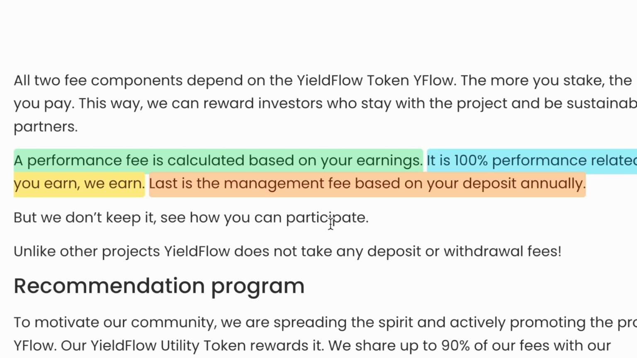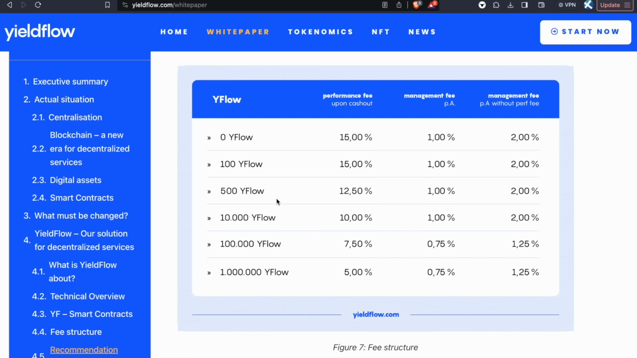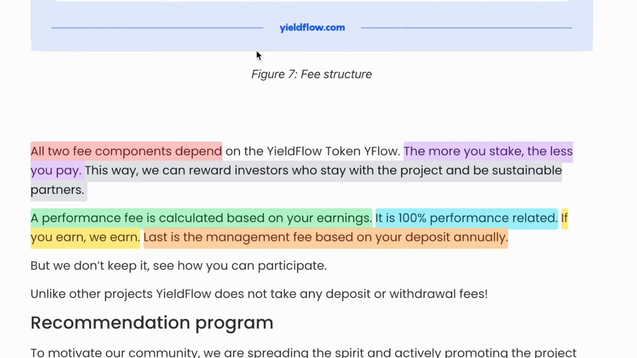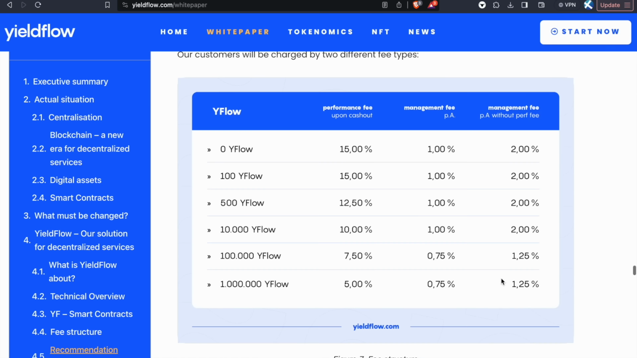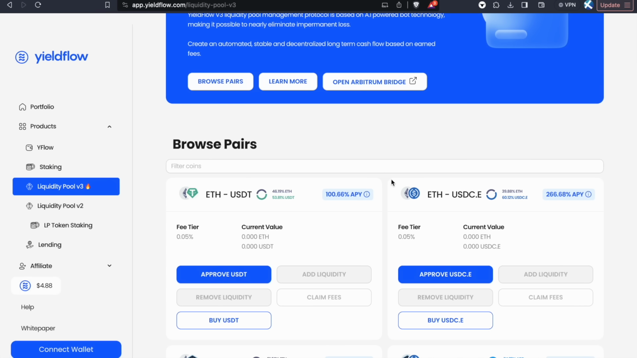And last is the management fee, which is based on your deposits annually. And of course, all this can be offset by the amount of their token that you stake. This is also a governance token, I believe. But both fee components do depend on the token and staking. And the more you stake, the less you pay. This way, we can reward investors who stay with the project. So again, I appreciate that transparency. We'll check in on my results at the end. I have been using this for about 2 months.